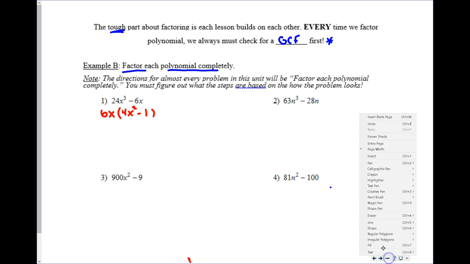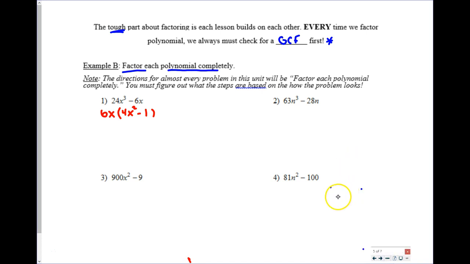And now notice, guys, this is the hard part. This is not your final answer like it was in the first learning target, because now we can go one step further. Oh, oops, I didn't mean to do that. I thought I had the highlighter on. Let's try to rewrite that.